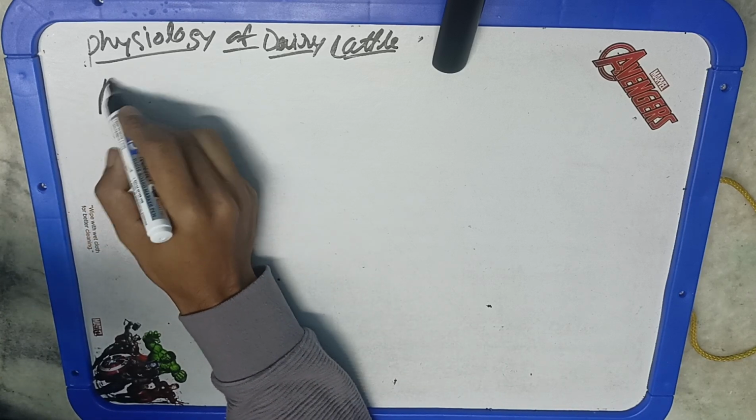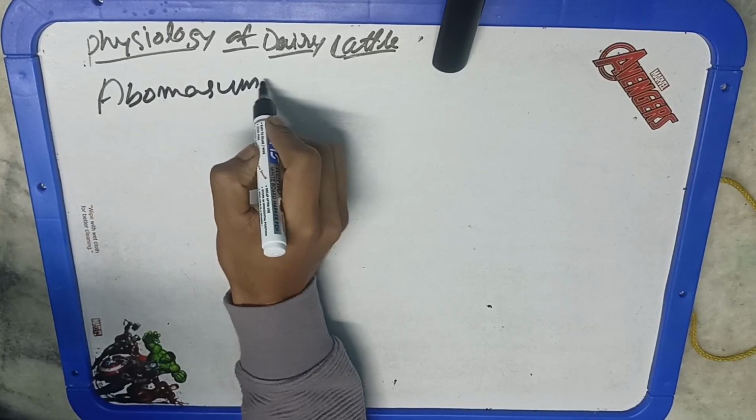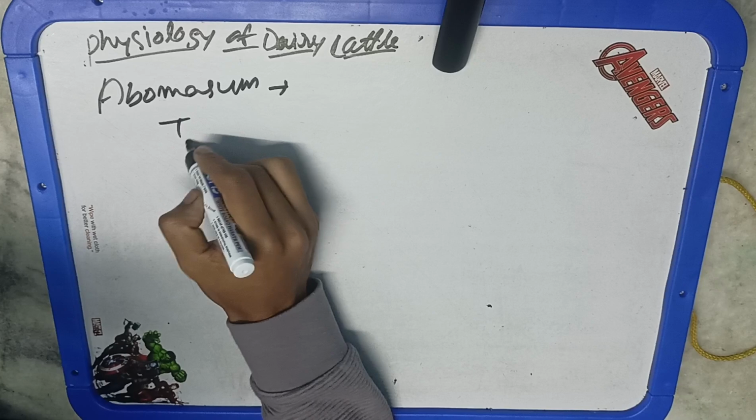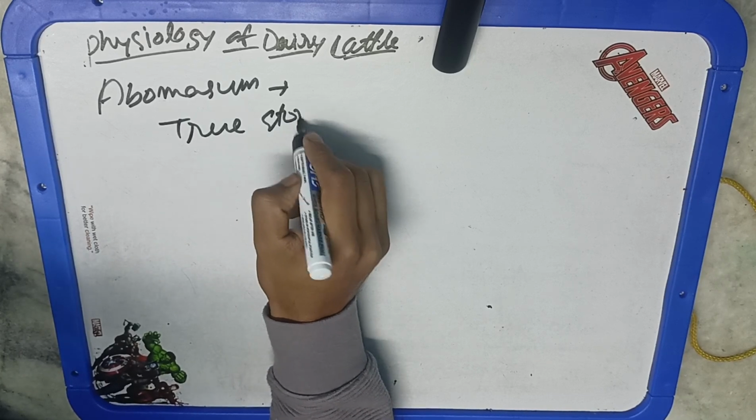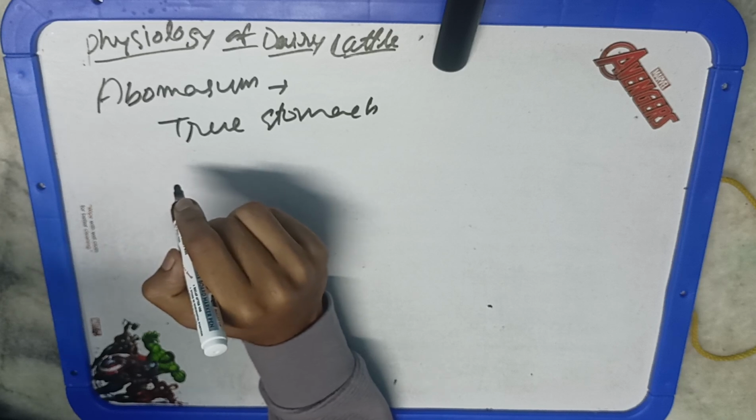The abomasum is known as the complete or true stomach. It functions similarly to the human stomach, where some enzymes are produced or released, and similarly acid. Okay, so these are the four components of the stomach. This you need to remember.